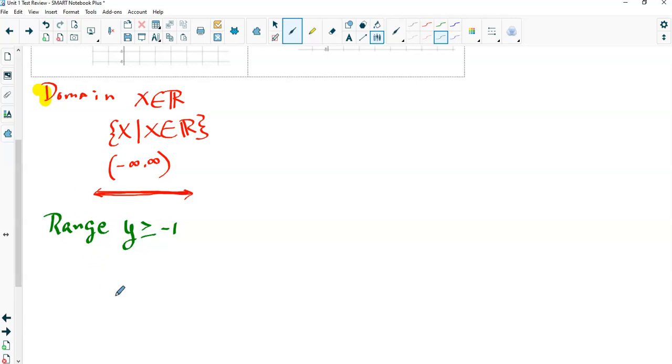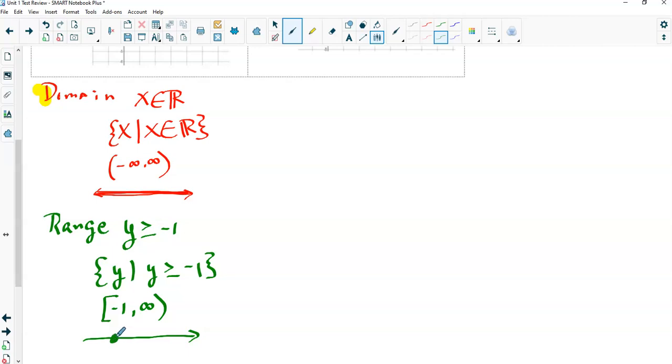You could write it in set builder notation. So you should know all of them because they might ask you to write all of them. So y such that y is greater than or equal to -1. In interval notation, it goes from -1 inclusive, so bracket, -1, and then it goes to infinity. The graph would look something like this. It starts at -1. Remember, closed circle at -1. And then it goes to infinity, so it's unbounded.